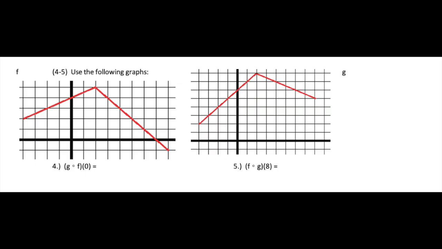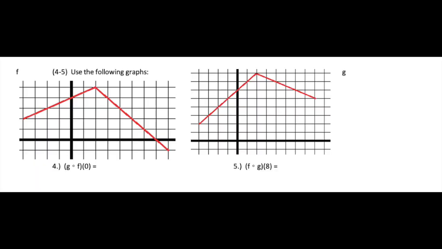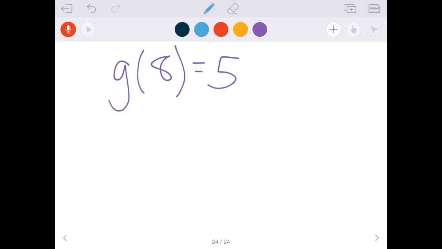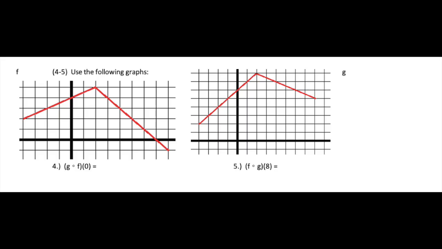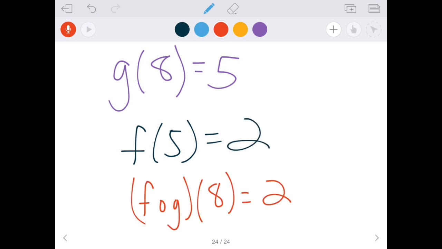The next question is f of g of 8. So you do the inside function first, that's g of 8. So we're going to look at the G graph where x equals 8 and find the y value. Then you take that answer and plug it into the f function. So 2 is your answer.